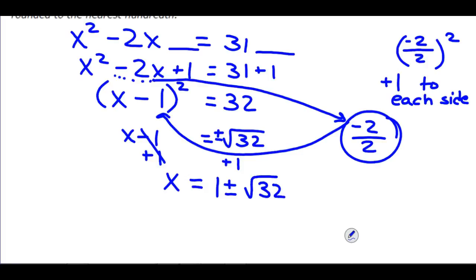This is when you stop because you're able to give decimal answers, and you put 1 plus the square root of 32 in your calculator, and you'll round it to the nearest hundredth, and then you put 1 minus the square root of 32 in the calculator and round it to the nearest hundredth. We'll pause the video. When you come back in, those answers will be there. And there are your answers, 6.66 and negative 4.66.